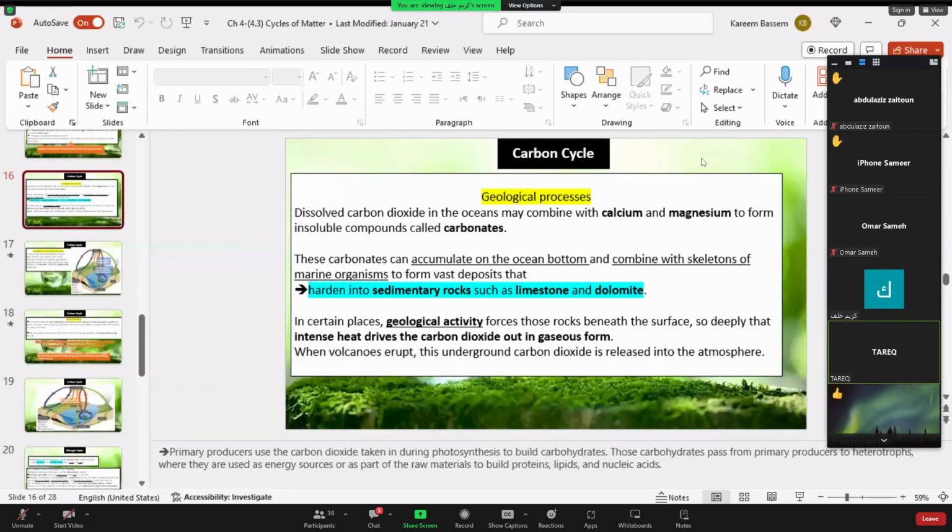Can we say after human activities? Yes, you can. Okay, geological one: as we said before, carbon could be making up rocks.